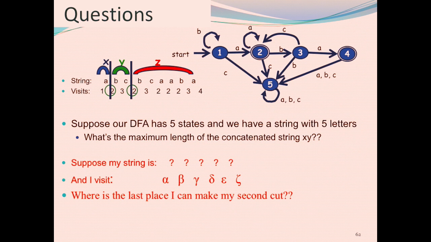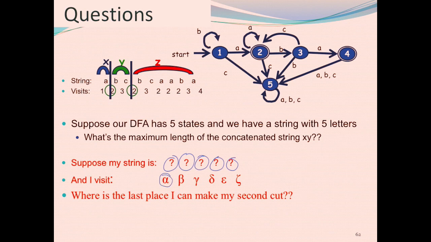Well, let's look at this example. Suppose my string is 5 letters long. And let's suppose that this is what my string is. It's some letter followed by another letter. I'm not going to tell you what letters. But it's five letters long. And I'm going to visit these 5 states. Again, I'm not telling you exactly what 5 states they are, but they're the ones I'm going to visit.